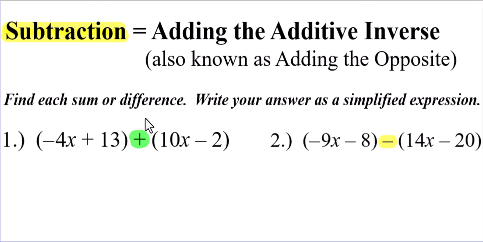Always look at what you have in between. If there's already adding, then you're not going to use this rule because you don't have a subtraction problem in between the parentheses. But if you do have subtraction in between, like on problem number 2, then you're going to have to make the expression to the right of it become its additive inverse, because we're going to make subtraction become adding the additive inverse.